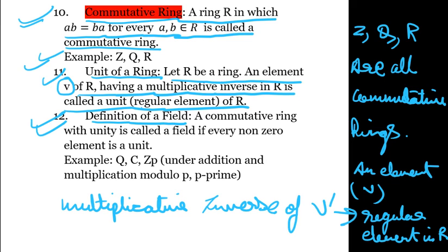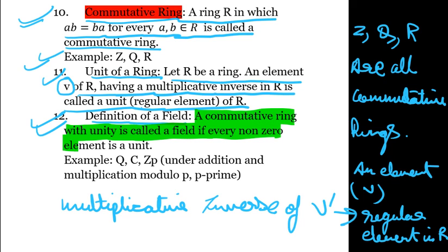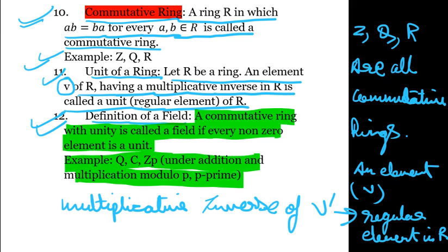Okay, let's move on to the 12th one. Definition of a field. What is the definition of a field? A commutative ring with unity is called a field if every non-zero element is a unit. A commutative ring, what does it mean? A commutative ring with unity, it has a unit element, is called a field if every non-zero element is a unit, isn't it? Okay, so let's move on to the next one. The examples given are Q, C, Z_p, that is Z prime under addition and multiplication modulo P, for P prime.